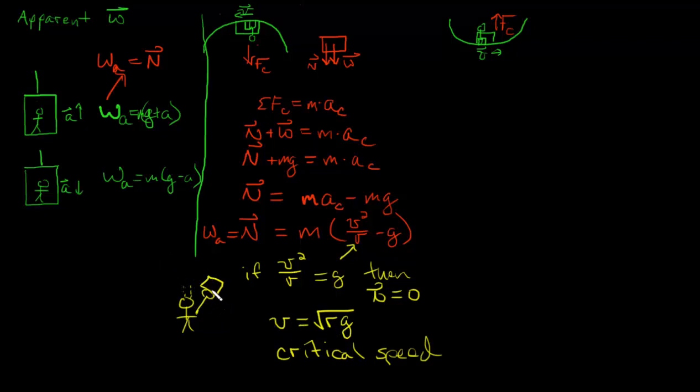It has nothing to do with mass or anything like that. Because if you're less than that, that's going to be a negative, and we can't have a negative normal. There's no such thing. That's not going to attract you and pull you up.